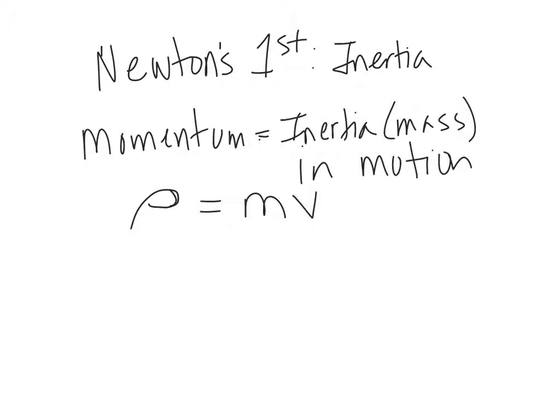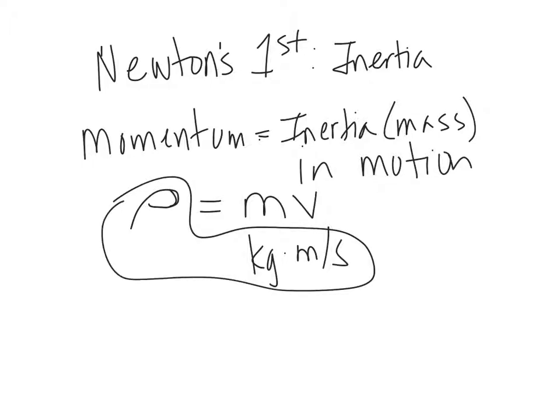The units for momentum are built off of this idea of mass, or kilograms, and velocity, meters per second. So the units for momentum are simply going to be kilogram meters per second to represent 1 unit of momentum.